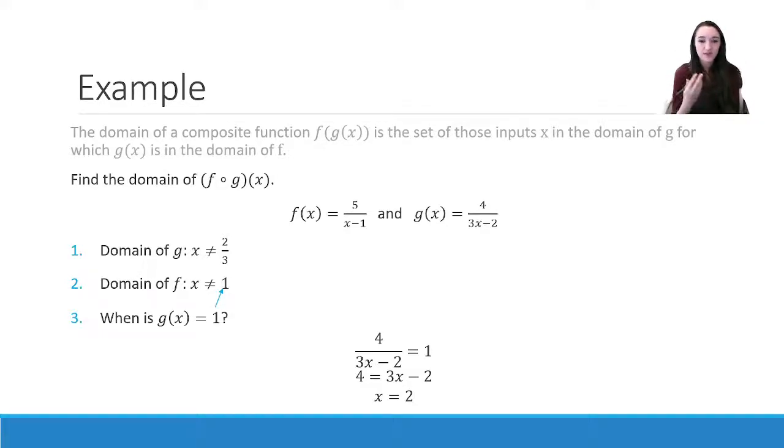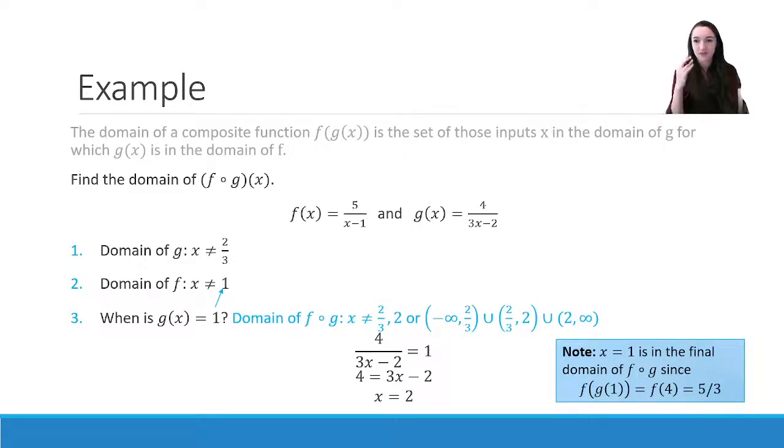So note that our new domain is actually going to be what caused division by 0 in g, and then the output g of x causing division by 0 in f, which is a little weird. But our end domain of f of g is x cannot be 2/3 and x cannot be 2, which is given in interval notation. It's a little obnoxious, but that's how we would write it in interval notation. But note, x equals 1 is actually in the final domain of f of g.